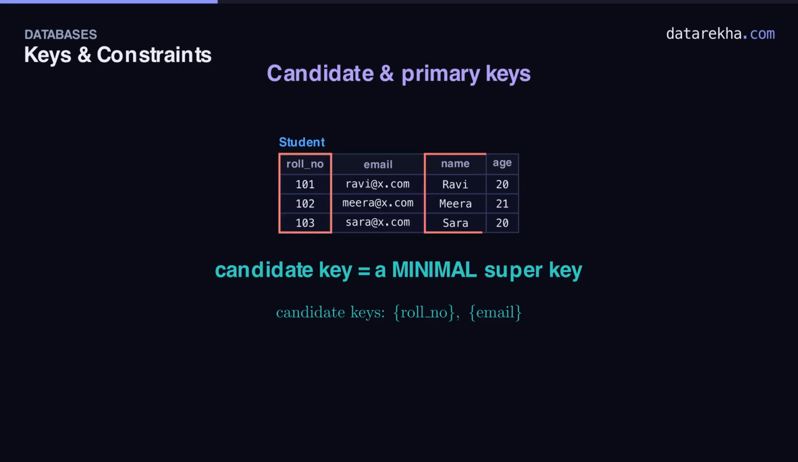But roll number plus name is not a candidate key. It is unique, yes, but drop the name and roll number is still unique. It failed the minimal test. That is the single most common slip. A super key with extras is not a candidate key.